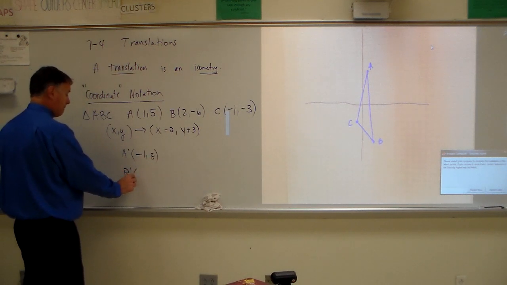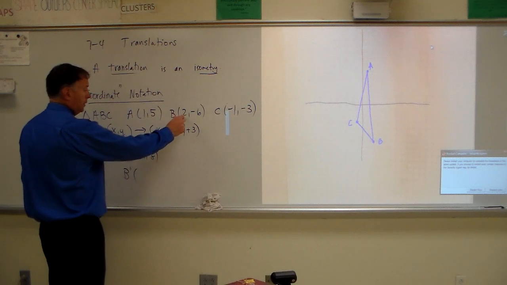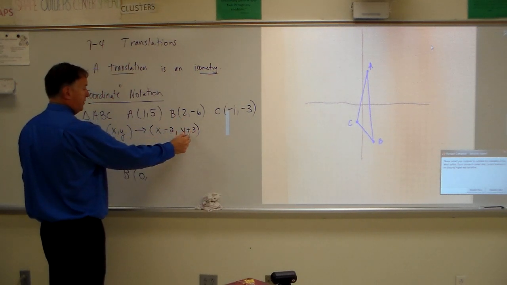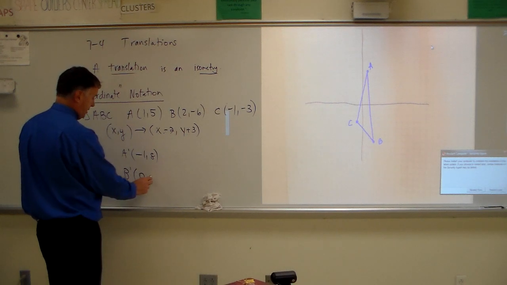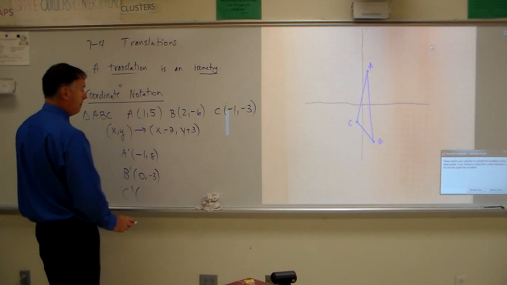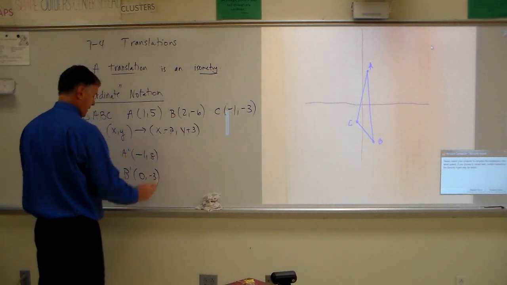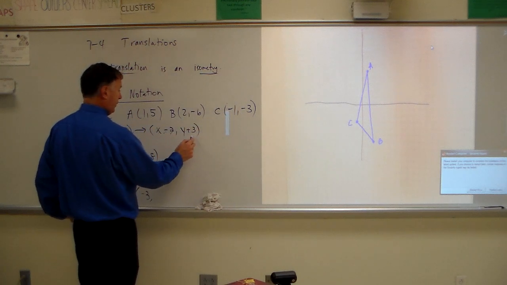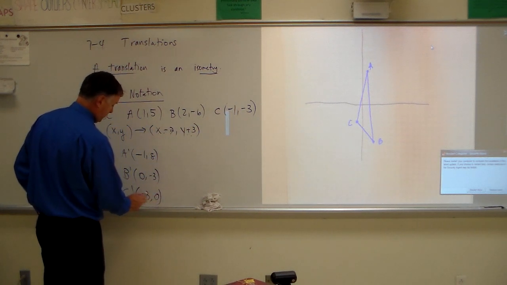B prime, 2 minus 2 is 0. Negative 6 plus 3 is negative 3. And C prime, negative 1 minus 2 is negative 3. And negative 3 plus 3 is 0.